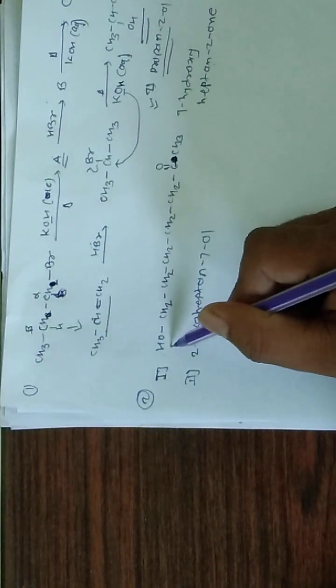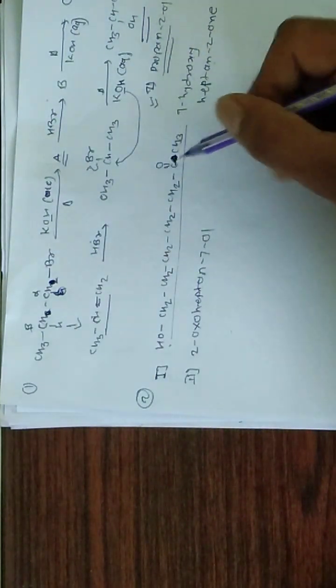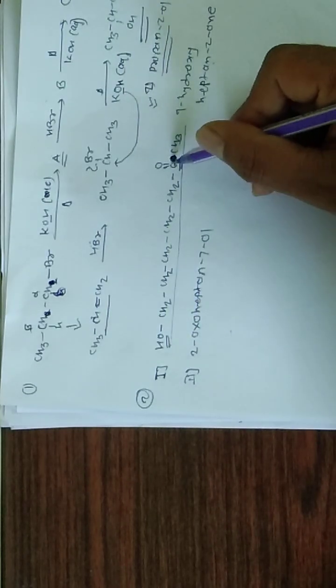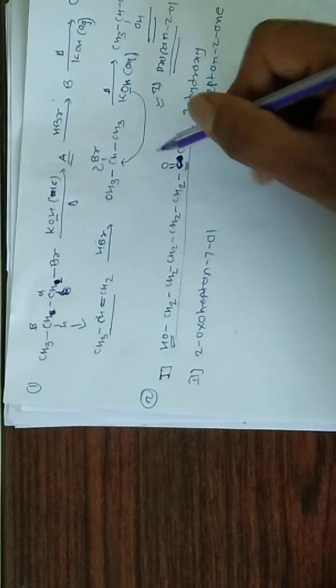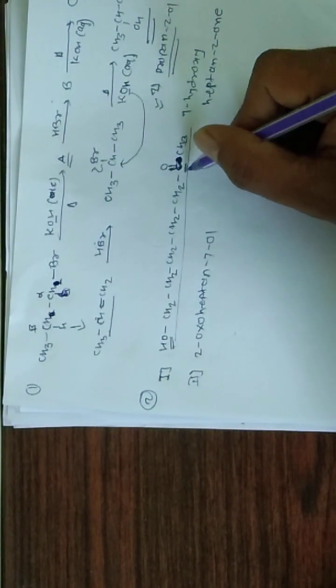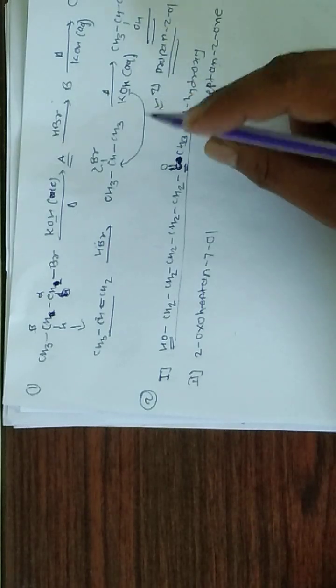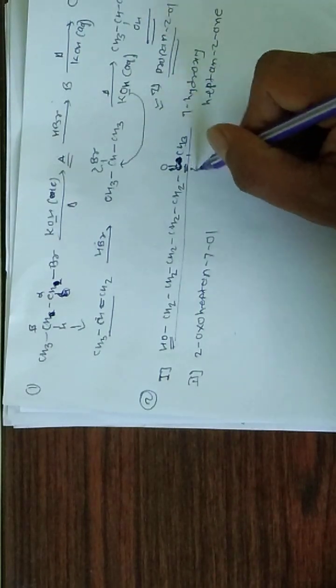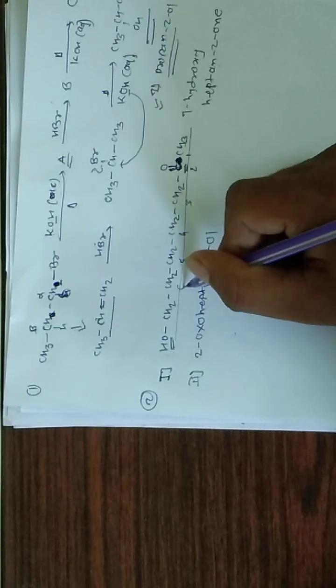If you know the rules of IUPAC nomenclature, first find out the IUPAC name of that structure. Here there are two functional groups: one is OH, one is keto. Among these, the ketone is the principal functional group, so we should give first priority to the ketone group. Numbering should start so that the principal functional group gets the lower number. So here 1, 2, 3, 4, 5, 6, 7.